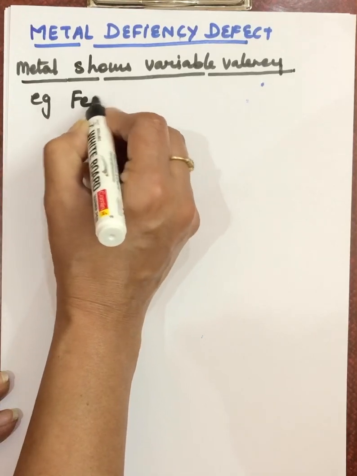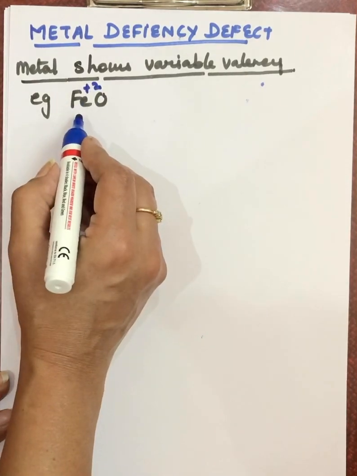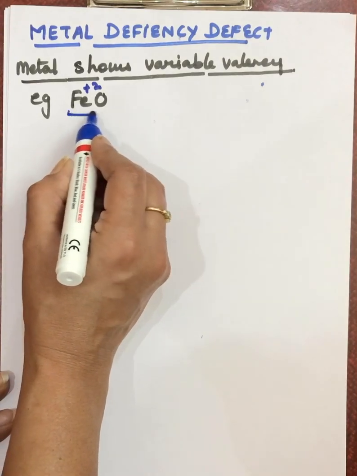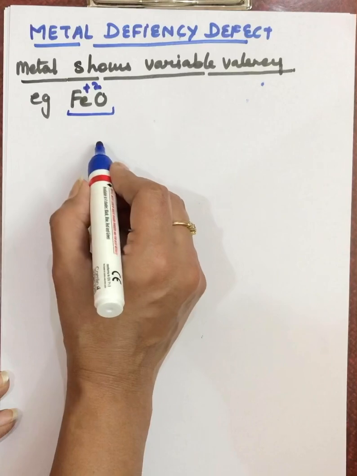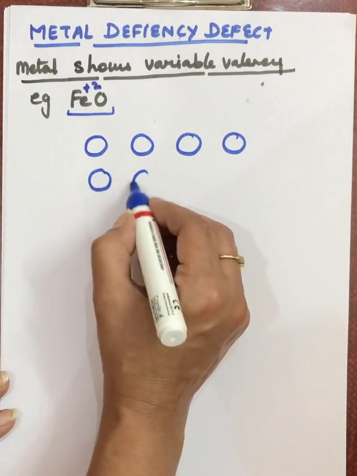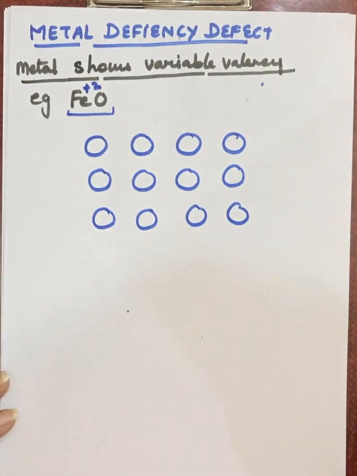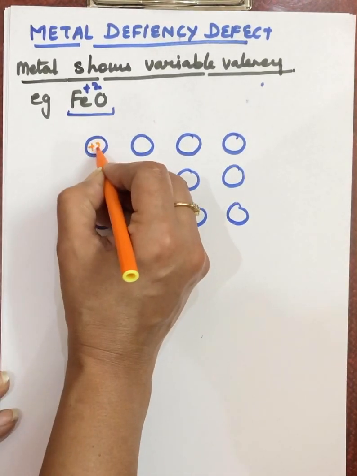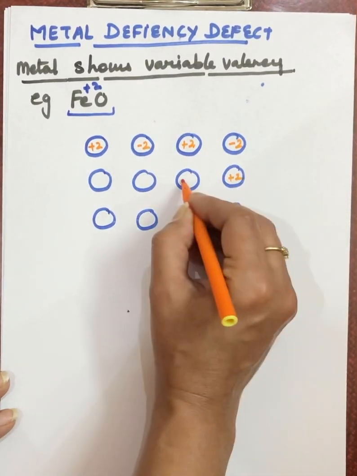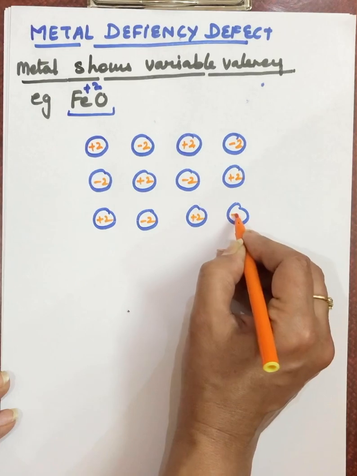Example, FeO. In this, Fe is with +2 valency, and it shows +3 valency also. So this shows variable valency. We are taking this kind of metal which shows variable valency. So see the structure of FeO. The perfect ordered arrangement in FeO is like this. Positive and negative charges should be equal. So if this is +2 ferrous, this is -2 oxide. This is called the perfect ordered arrangement.